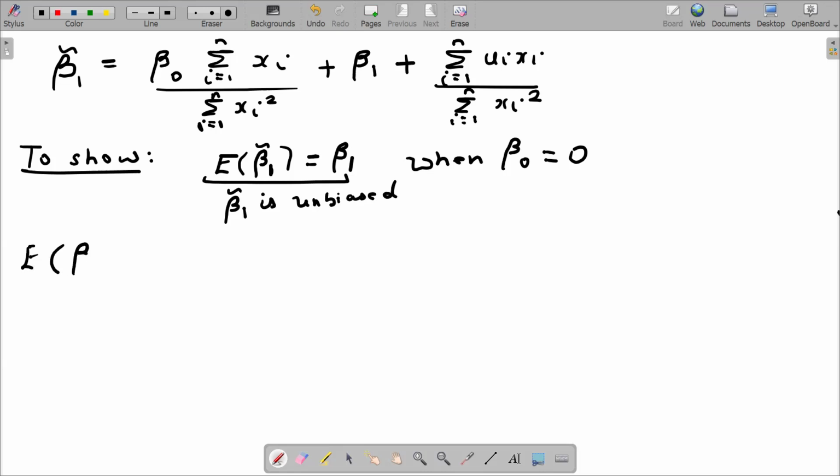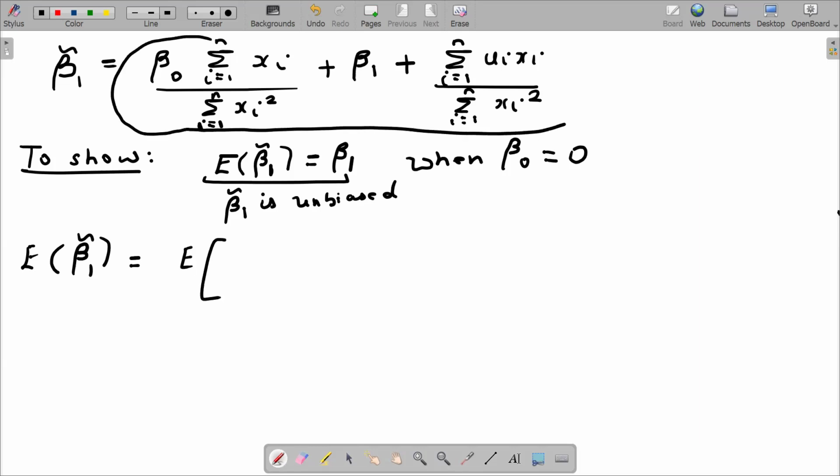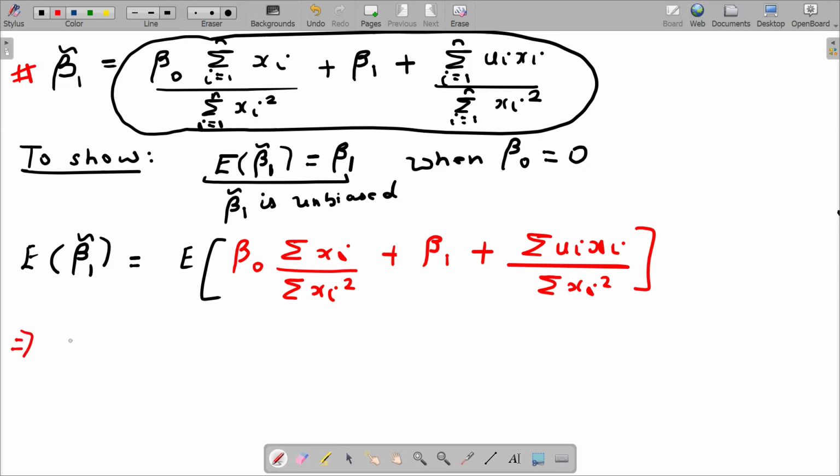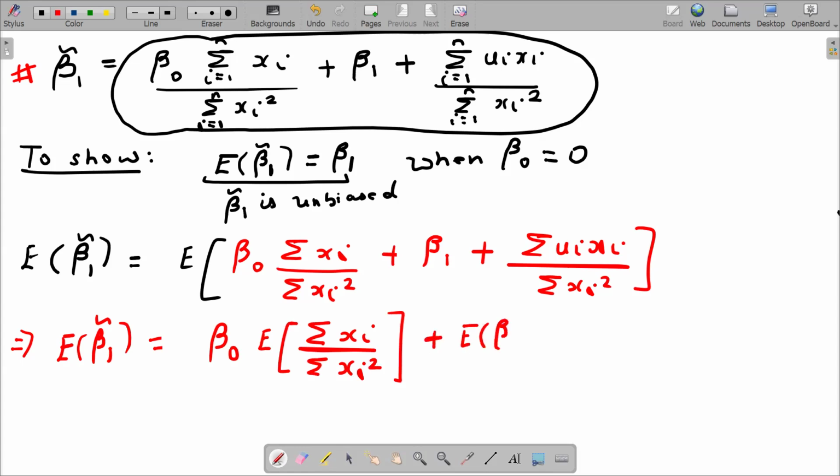So let's take the expectation operator. Expected value of beta 1 tilde is going to be the expected value of this whole big term. This is beta naught summation xi over summation xi square. Now, students, I'm getting rid of i going from 1 to n. We all know that i goes from 1 to n, so I'm saving on some time. So I just took expectations on both sides of this equation. So this implies expected value of beta 1 tilde is going to be beta naught times expected value of summation xi over summation xi square, plus expected value of beta 1, plus expected value of summation ui xi over summation xi square.